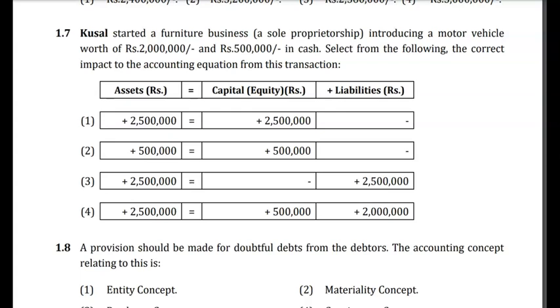So basically this is a capital introduction. So answer number 4 also wrong. It's a capital introduction. So the answer will be number 1, which is 2.5 million assets will increase by, and capital will increase by 2.5 million. So this will be the answer, because he is introducing 2.5 million worth assets.